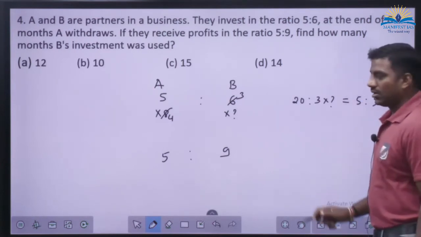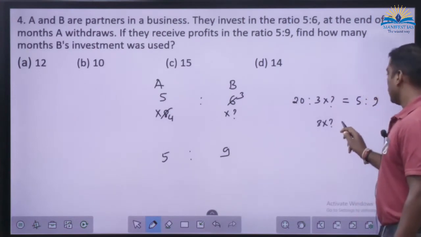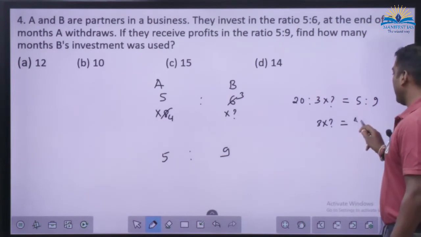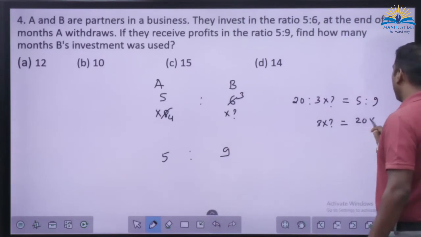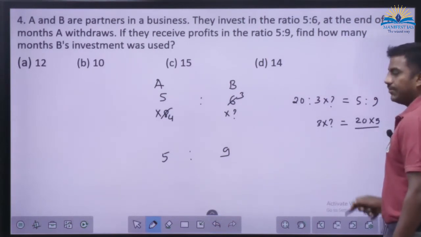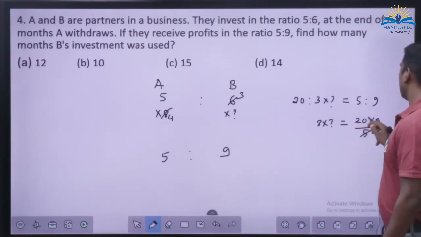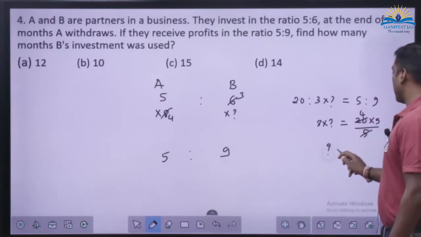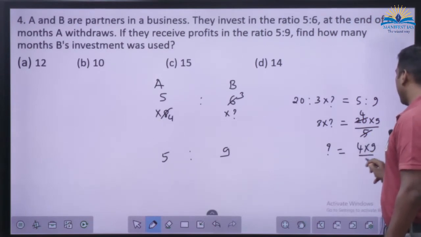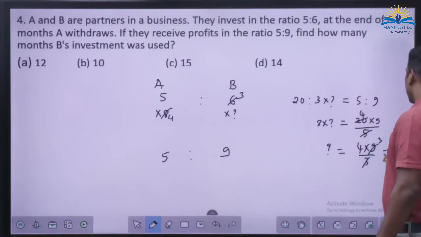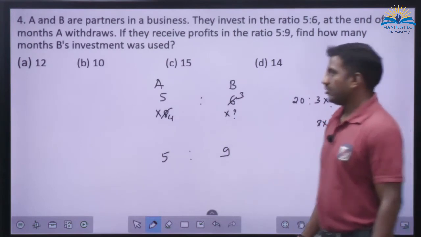5:9. Now, cross multiplication. This 3 into question mark is nothing but 20 into 9 divided by 5. Then question mark here. Take this 3 this side. 4 into 9 by 3. 3 ones are, 3 threes are. So question mark is nothing but 12. So for how many months has B invested? 12 months.